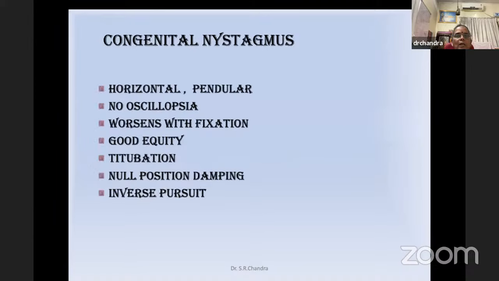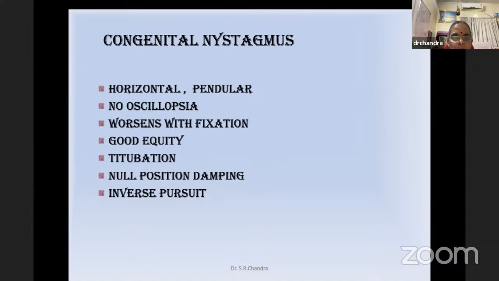Congenital nystagmus is not at all uncommon. Usually it is horizontal, it is pendular, and there is no oscillopsia because it is of long duration and the patient has adapted, and it worsens with fixation. And acuity is not affected. It's not E, it is A. Acuity is not affected. And in addition, in order to adjust for the congenital nystagmus, the patient can have a head nod that is called titubation. And there is a null position dampening.